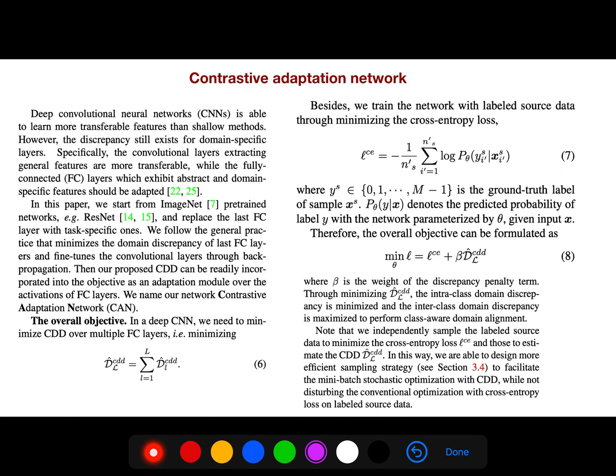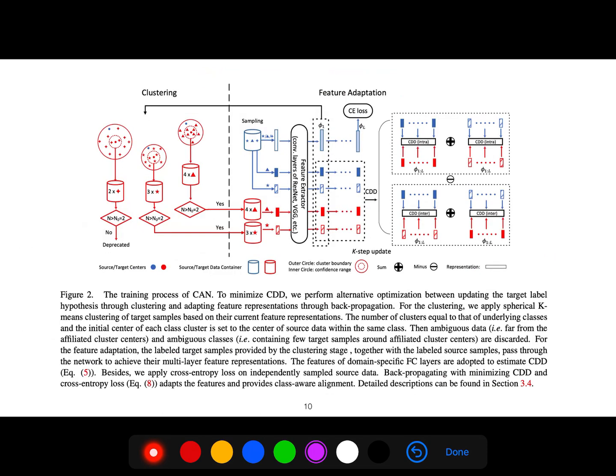So for the overall objective, we need to minimize over multiple fully connected layers. Moreover, we train the network with labeled source data by minimizing the cross-entropy loss. Therefore, the overall objective can be written like this. Beta is just the weight of the discrepancy penalty term. And you see the training process.